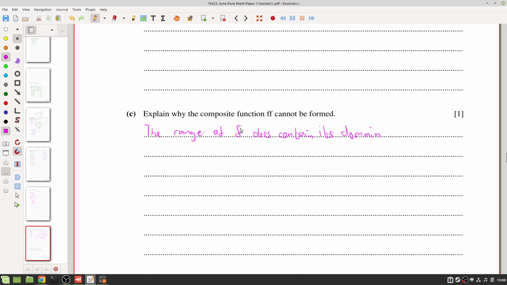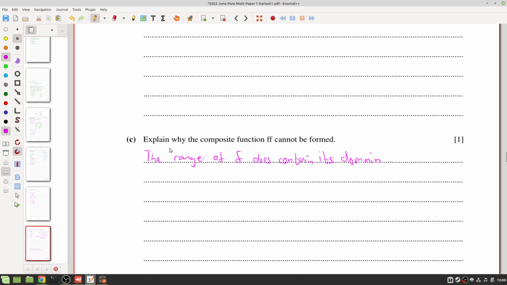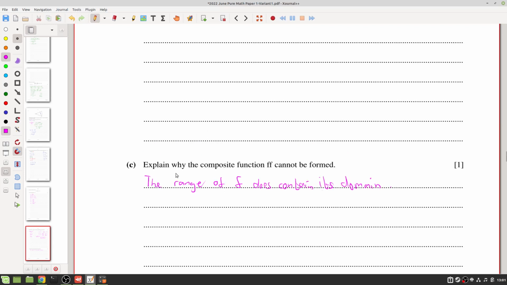But with this one, go play around with it a bit and check what happens if you try to do this. Maybe if you have graphics calculators or some graphical thing that can show you the graphs, plot the graphs and see what happens, and see why this can't work, just to get a better feel for it than just saying the range of f does not contain its domain. But that is the issue. The range and the domain do not fit together here, and since we're taking the same function, they should.